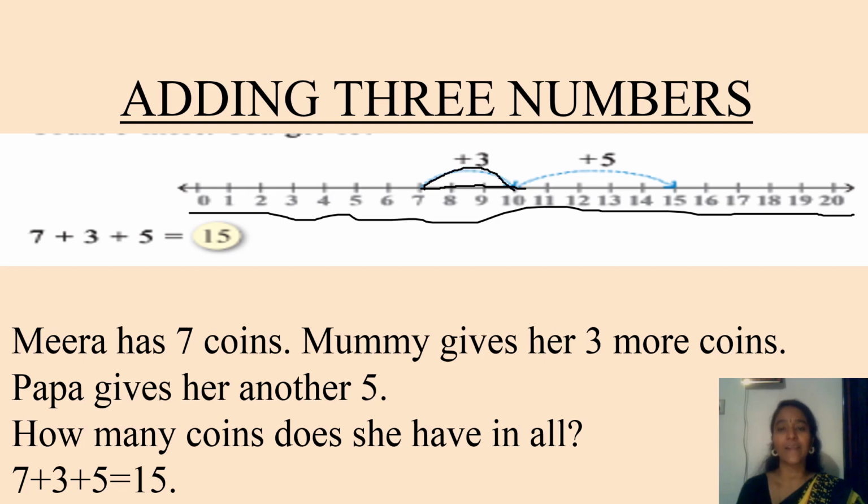So from 7 I came to 10. See? And after that her father gave how many coins? Her father gave her 5 more coins. Now from 10 count 5. 1, 2, 3, 4 and 5. So from 10 it came to 15. 7 plus 3 plus 5 is how much? 15. So how many coins did Meera have in total? She has 15 coins.